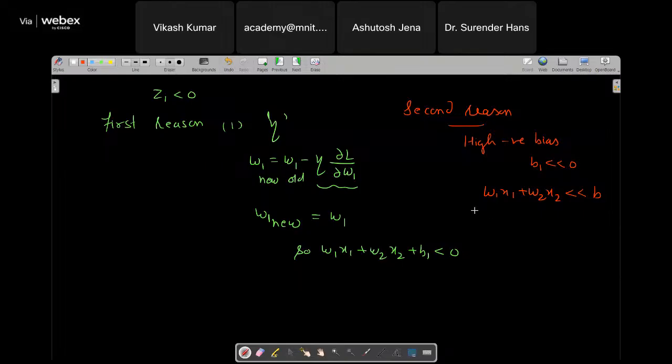Okay. So the second reason is you are also updating your bias value with this same updating rule. So B1 is equal to B1 minus eta of dou L by dou B1. If eta is very high, then B1 may be very negative. If B1 is a very high negative value, there may be a chance that this Z1 is less than 0. Yes or no?